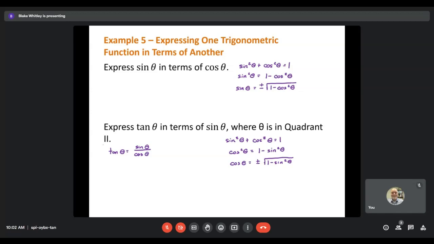So, if we're in quadrant 2, remember, we just found cosine. So we've got to think about, is cosine in quadrant 2 going to be a positive value or a negative value? Remember, in quadrant 2, sine and cosecant are positive, meaning everything else is negative. So that tells us that cosine is going to be negative. So really, the cosine value that we care about, because we're in quadrant 2, is negative square root of 1 minus sine squared theta.